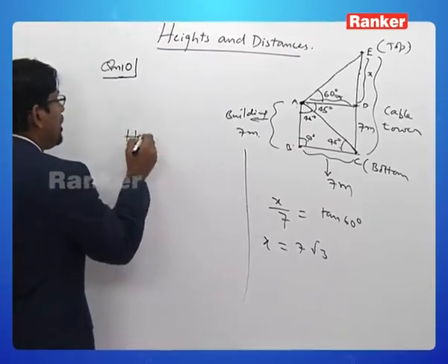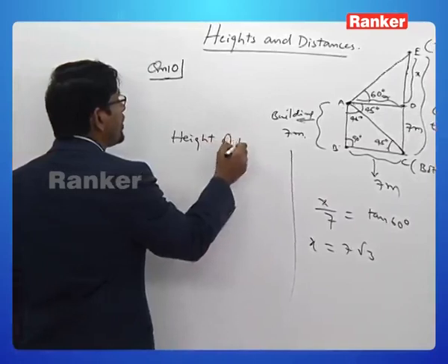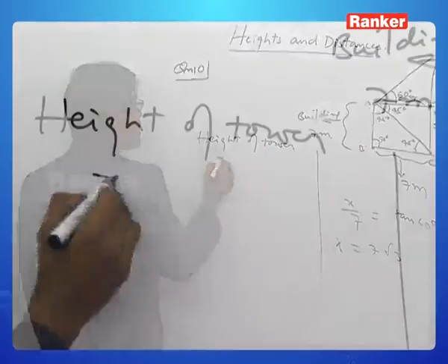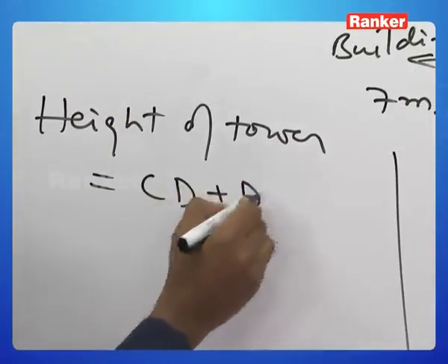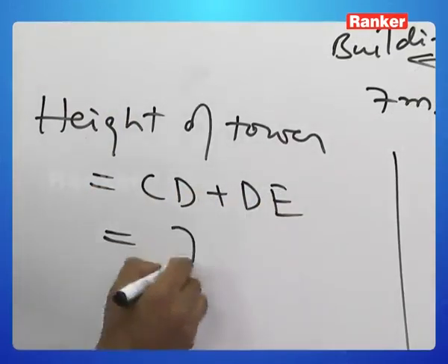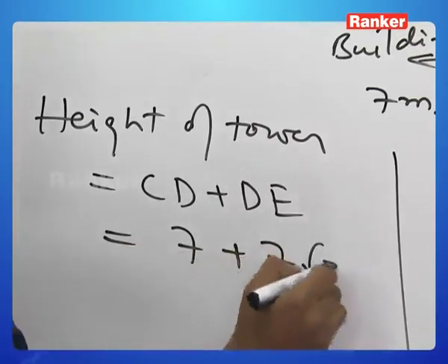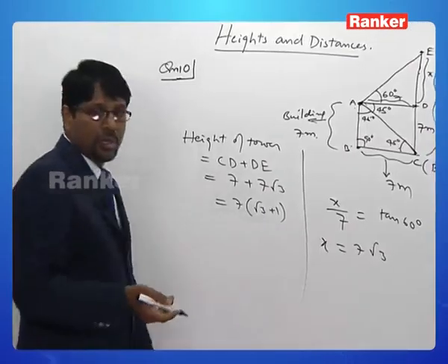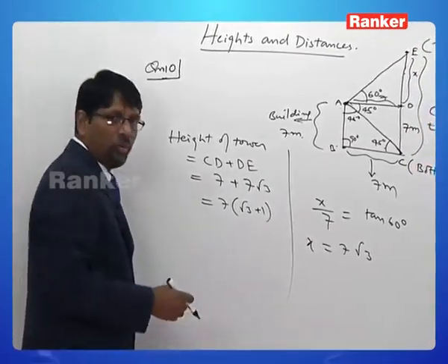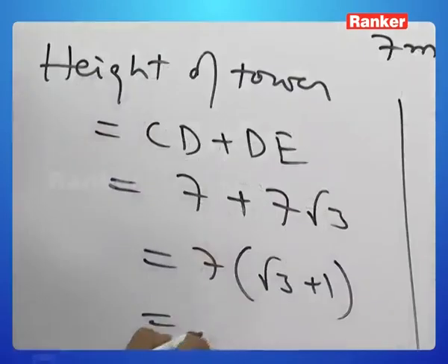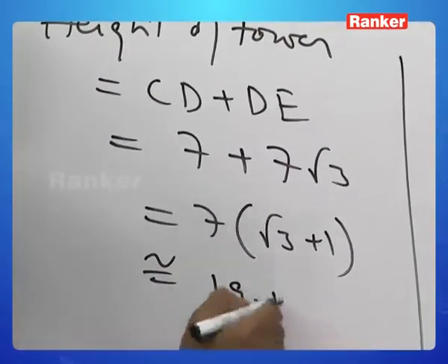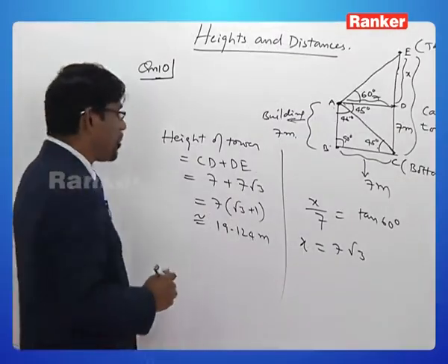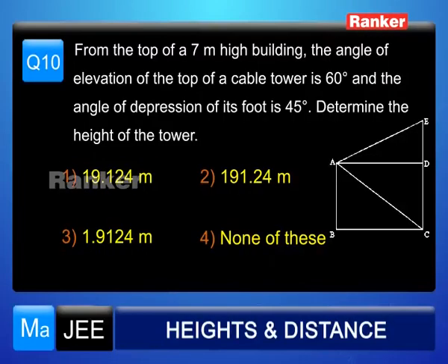Therefore, the height of the tower is this CE, that is CD plus DE. CD is 7 meters and this is 7 root 3. So that is 7 into root 3 plus 1 meters, and that is approximately 19.124 meters. Therefore, option 1 is the right answer.